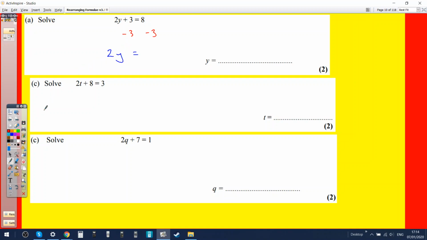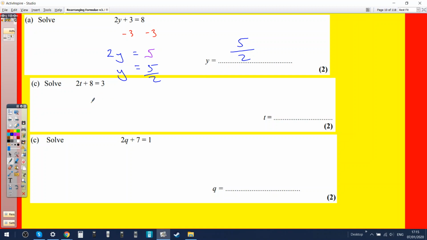And so what's on the right side? Is it just 8? It's 8 minus 3. To keep it equal, you have to do it to both sides. Okay. 8 minus 3. Hang on. 8 minus 3 is 5. And so 2y is 5. And so what is y? 2.5. Yes. And you can just write it as 5 over 2. 5 divided by 2 is fine.